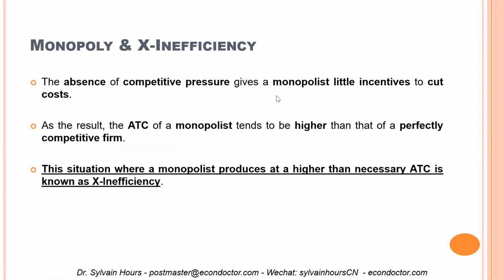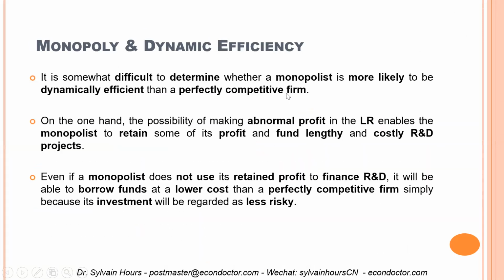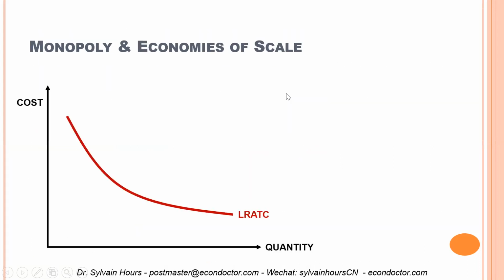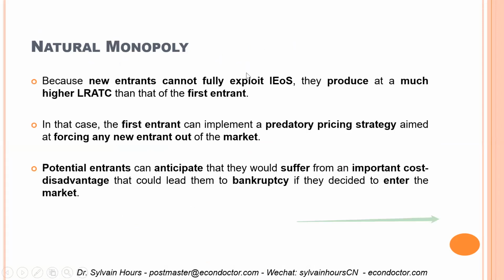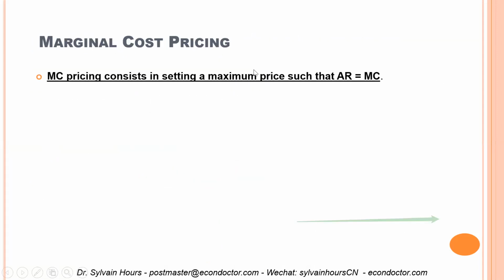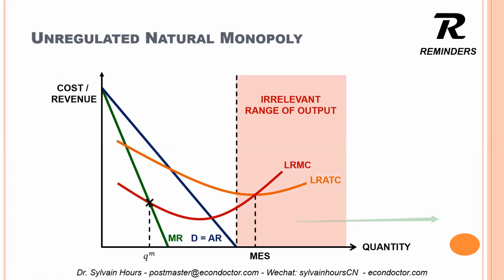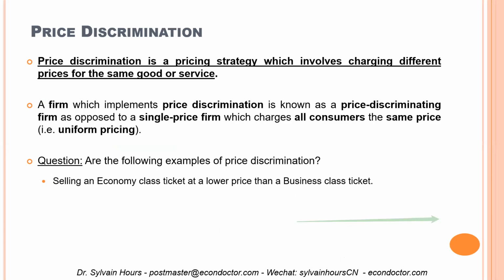We'll talk about X inefficiencies. We'll talk about economies of scale. We'll talk about dynamic efficiency. And I think the last thing that we must do is to talk about natural monopoly and price discrimination. So you see there is still a lot to do, but we should be able to complete this topic on monopoly in one single webinar next week.